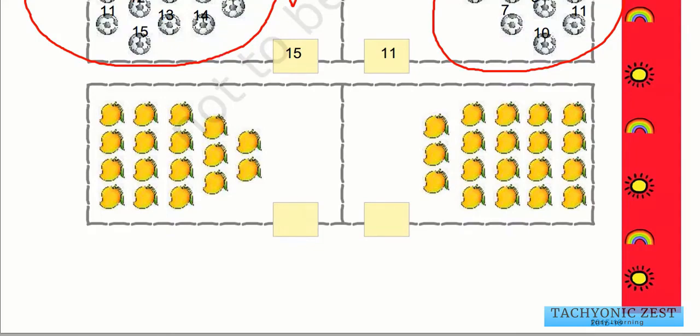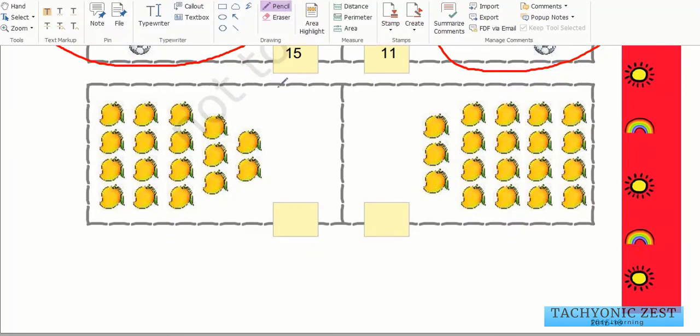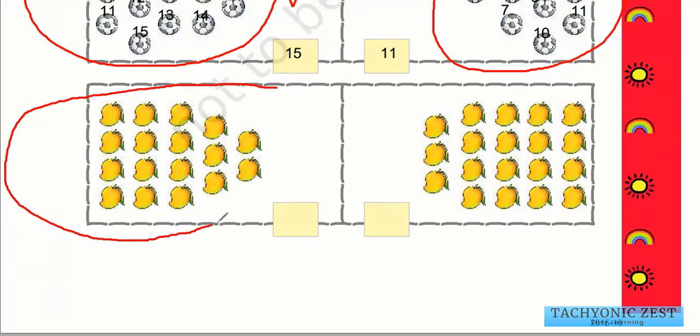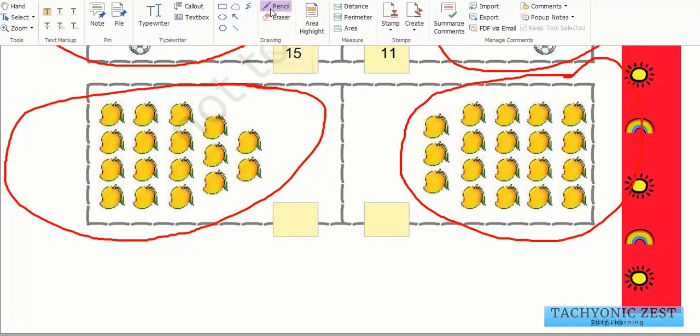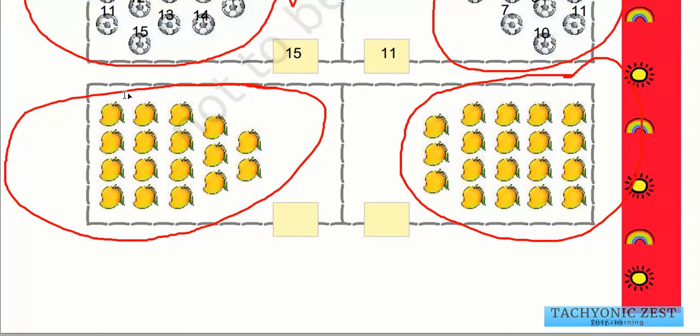So let us first see there are two groups. Okay, this is one group, and this is another group. Now in each group we will count total number of mangoes and we will see which group is bigger or which group has more number of objects, or more number of mangoes. So let us count the total number of mangoes in this group first.